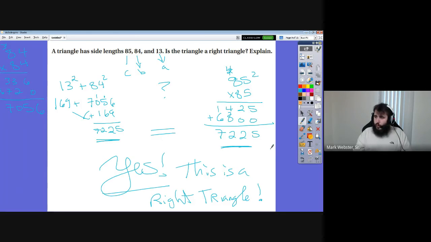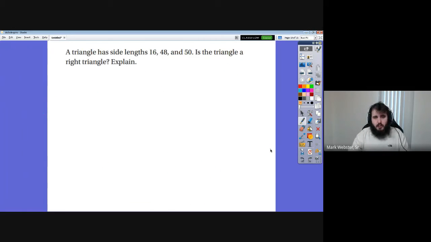Okay? So what you're going to do is take A and B, square them and add them together, and then square C, and then just compare those two. You're going to ask yourself, hey, are they the same? If they're the same, then the answer to this question is yes. Give this a try yourself.